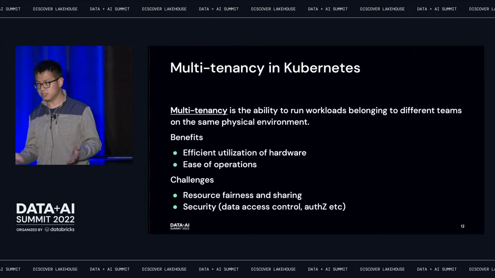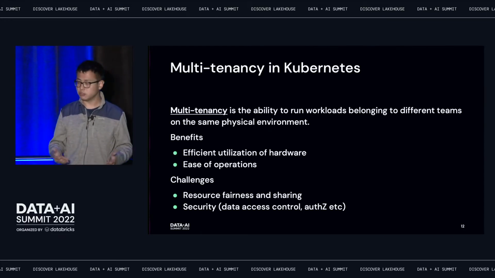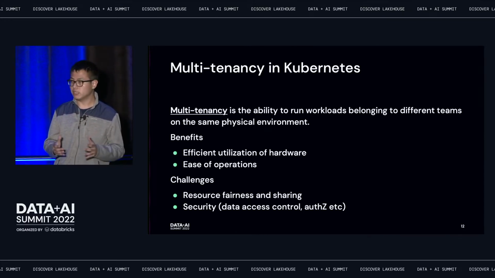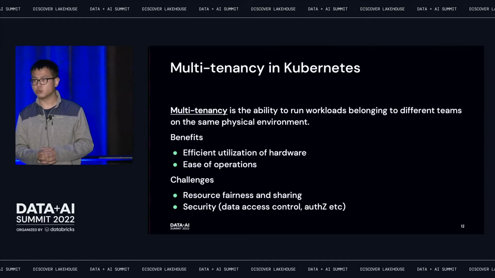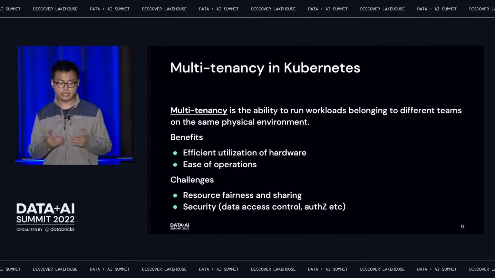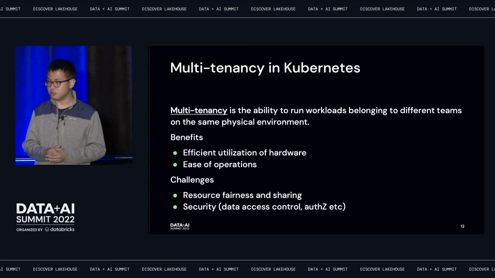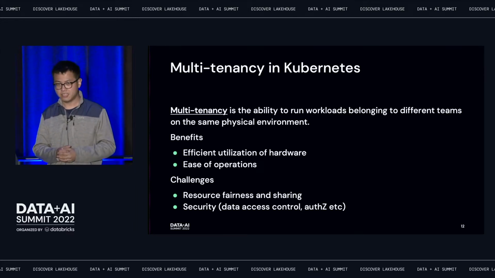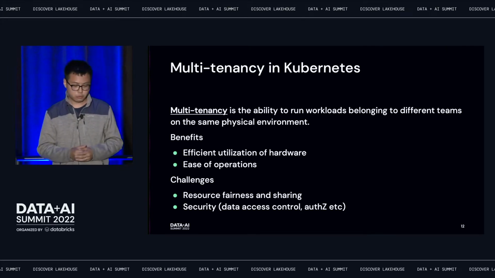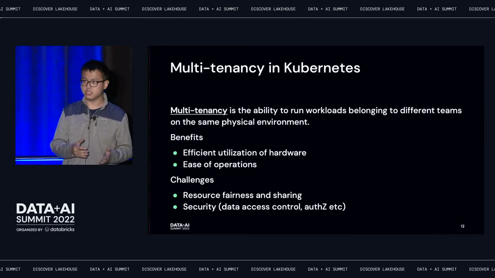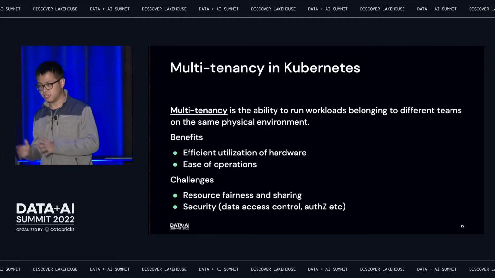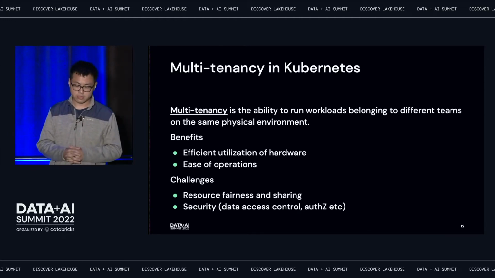Why do we want multi-tenancy? Because we want more efficient utilization of hardware. By co-locating multiple tenants on the same physical cluster, you have fewer clusters to manage and maintain. That will result in less maintenance workload. So ease of operations is another big plus. But nothing comes for free. In order to reap those benefits, you need to overcome a number of challenges. First and foremost among those challenges are resource sharing between the tenants and also security. Security is a big topic that I'll skip for this talk, and I'll instead focus on the resource sharing part of the multi-tenancy story.